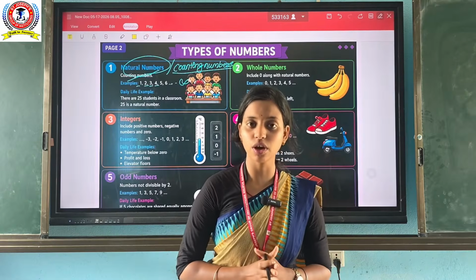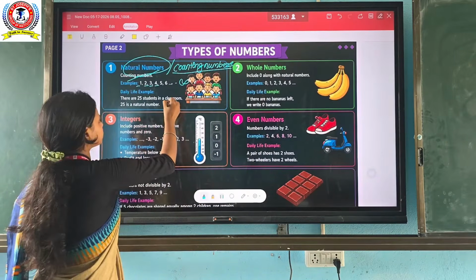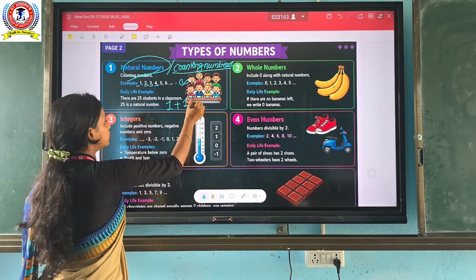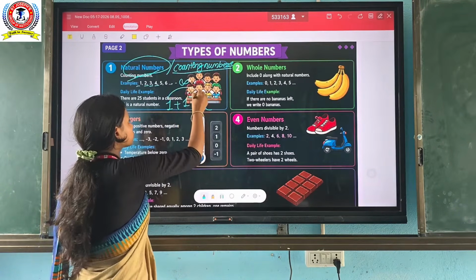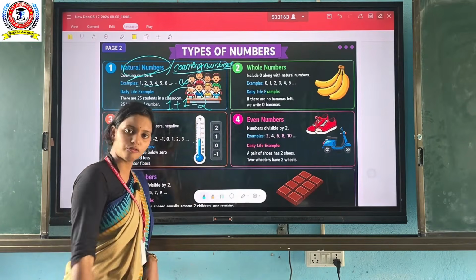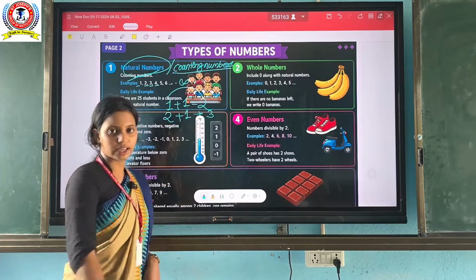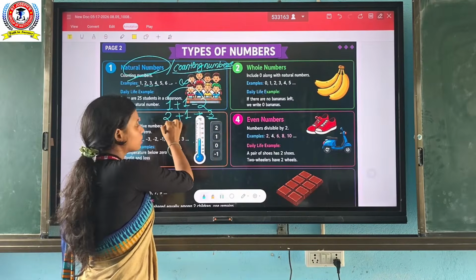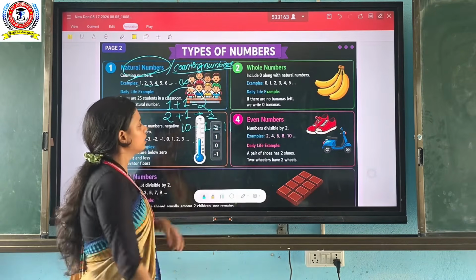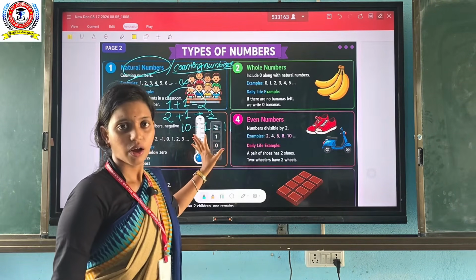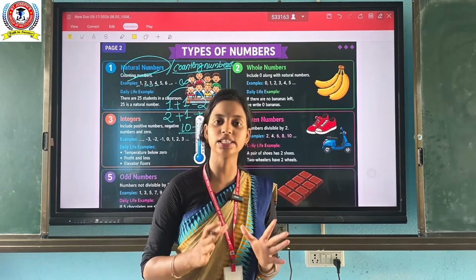Our next number type is whole numbers. But one thing first: when we add 1 to any number, we get the successor of that number. 1 plus 1 equals 2, so 2 is the successor of 1. When we add 1 to 2, we get 3, so 3 is the successor of 2. If I add 1 to 10, I get 11, so 11 is the successor of 10.